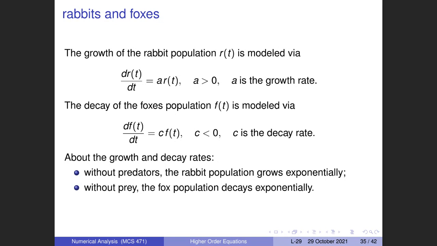So foxes need rabbits to survive. Without rabbits, so a decoupled model, the rabbit population grows exponentially and the fox population is decaying. So we have two constants, an A and a C. The growth rate of the rabbits is positive, the decay rate is negative. So written in this form, this is just another way of writing the test equation again, the two cases that we can have.